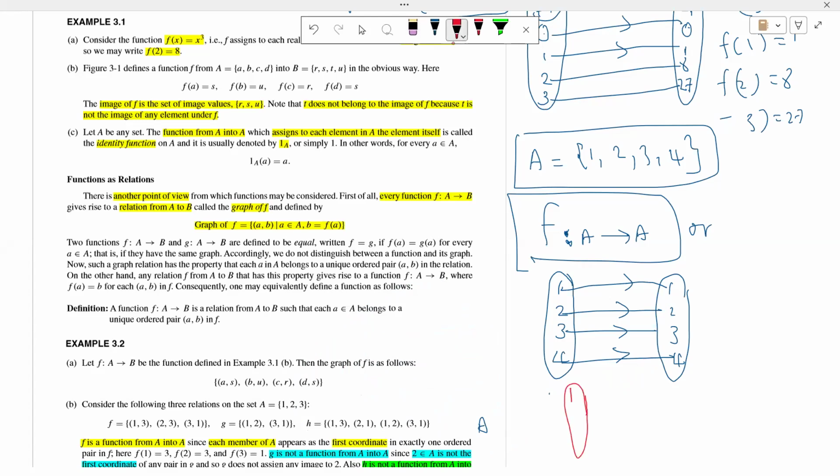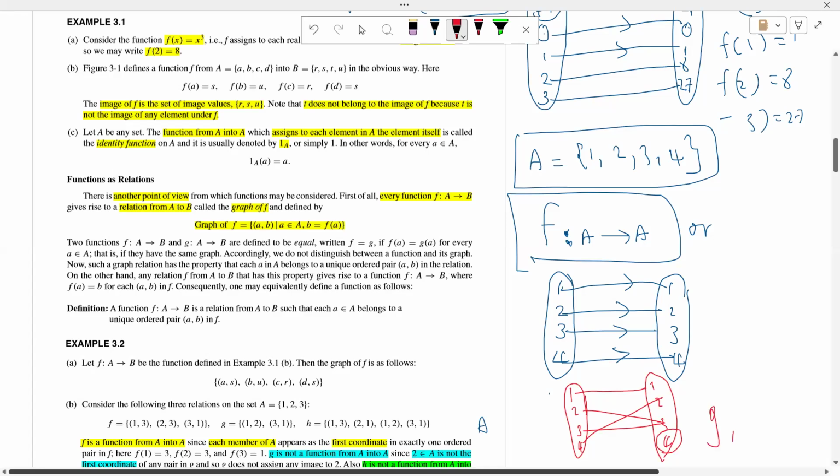In this example, 1, 2, 3, 4, here also 1, 2, 3, 4 is there, right? But if I wrote this way, what will happen? This is not a function, right? Because one domain element cannot have a relation with more than one codomain element, right? This is possible, right? So here 4 is not assigned with any element, but it is an identity function.